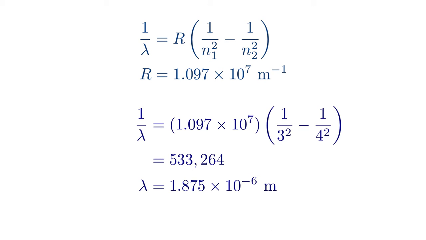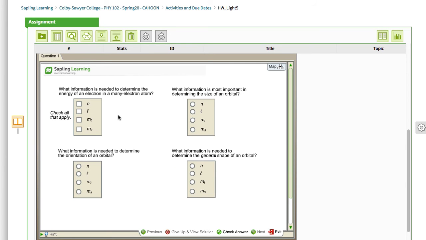For question 13, we're looking at the quantum numbers and different properties and which quantum numbers affect them. For the first one, there's more than one answer because 2 of the quantum numbers are needed to determine the energy. There's n, which determines the overall energy level, but then there's also L, the angular momentum quantum number.